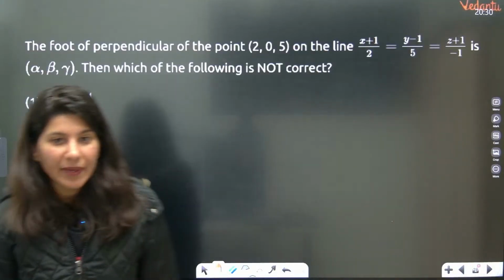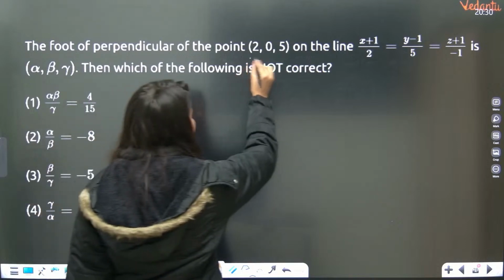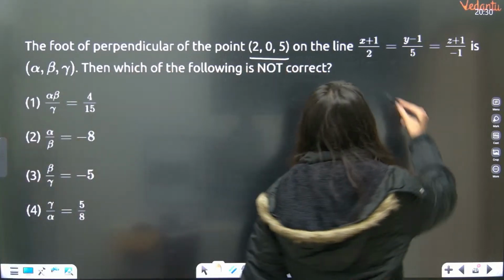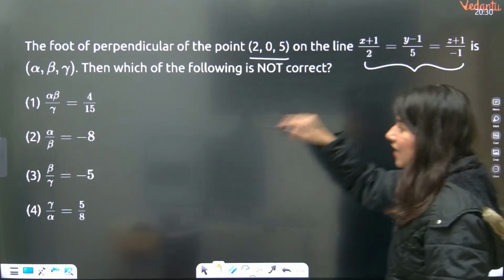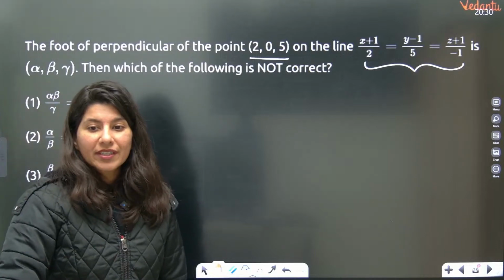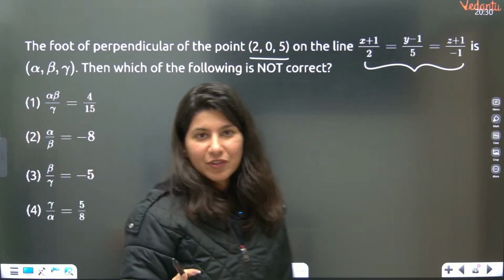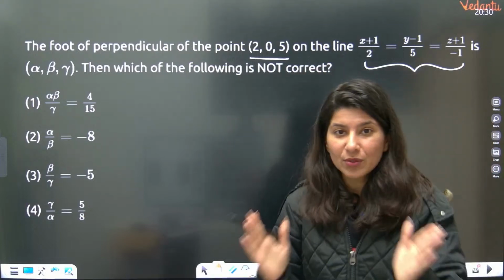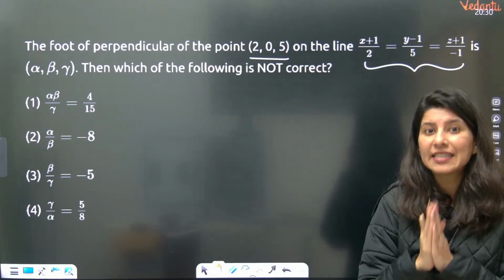The foot of perpendicular of the point 2, 0, 5 on the line is alpha, beta, gamma. Then which of the following is not correct? Now this is the question which is important for your JEE main. Important for your KCET examination as well. So learn this question very, very nicely.